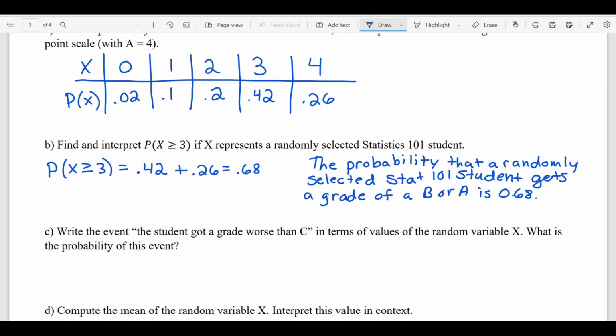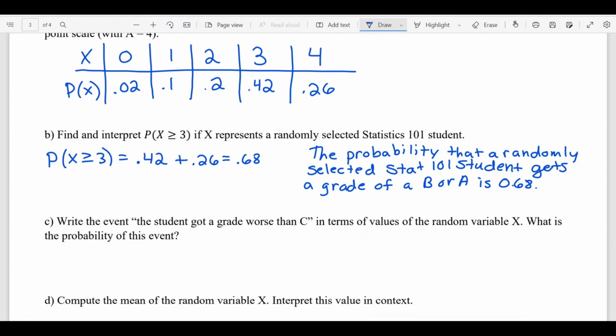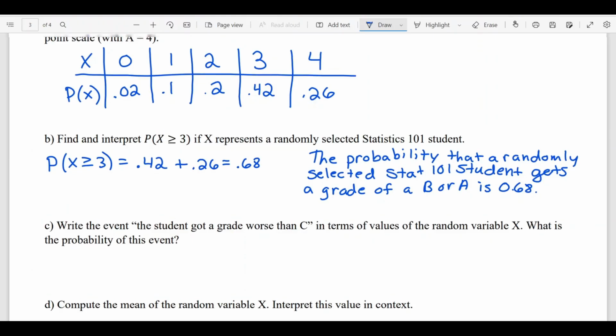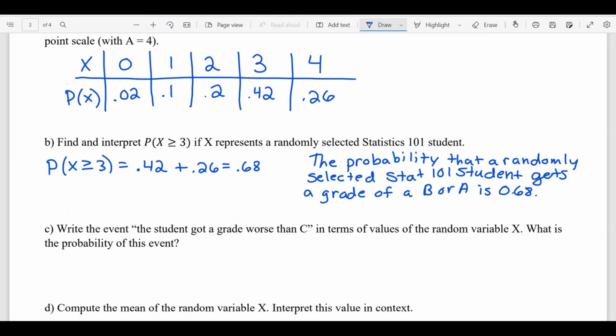Part C, write the event the student got a grade worse than a C in terms of that random variable and find that probability. There are actually 2 ways we can write this, and that's where discrete random variables become fun. So think about the student got a grade worse than a C. A C would be a 2 on our random variable, and worse than a C would be less than 2. So that's one way we could write this: the probability that your grade is less than 2, because in the wording, we're not including a C in the grade that the student got.